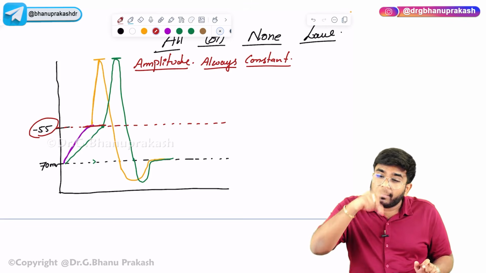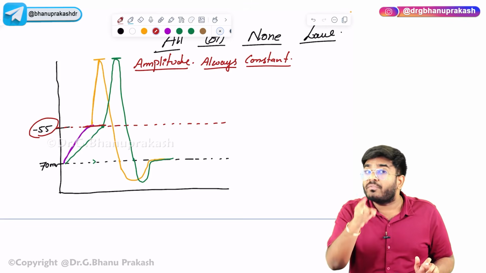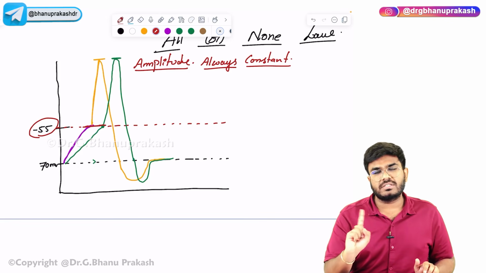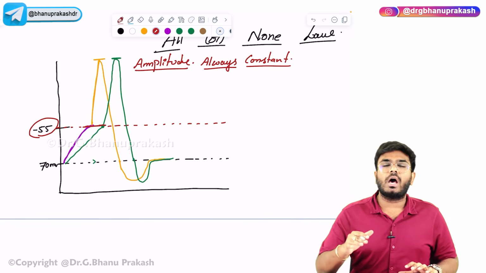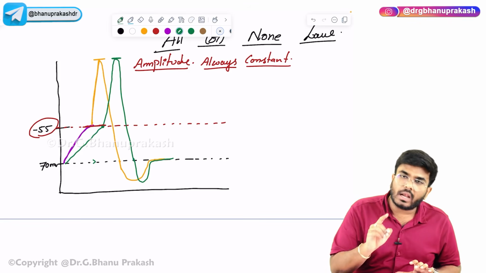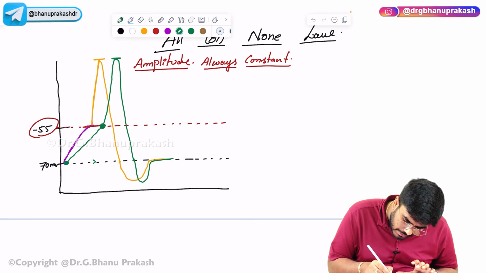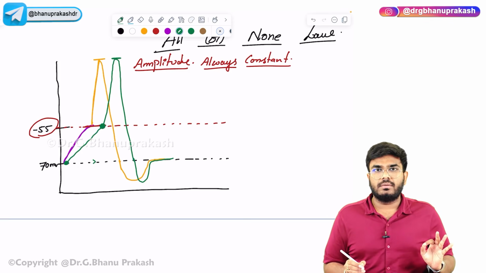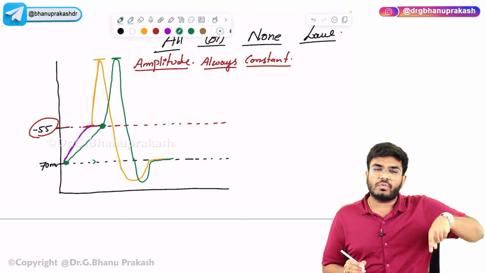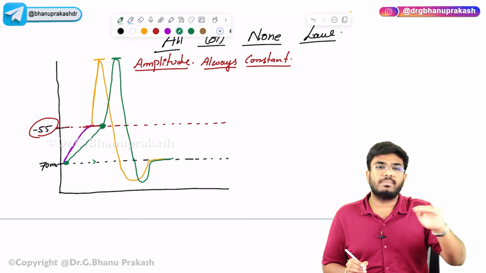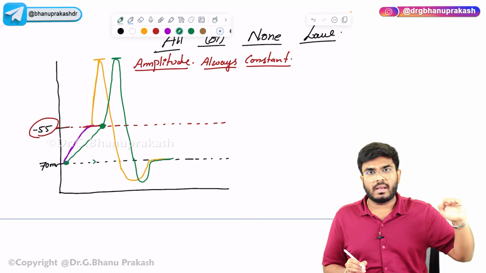Maybe the number of action potentials, the frequency, may change, but not the amplitude. The amplitude of the action potential is not going to change. So that is called all or none. All or none means if the resting membrane potential reaches the threshold potential, the action potentials that get generated will always have the same amplitude.